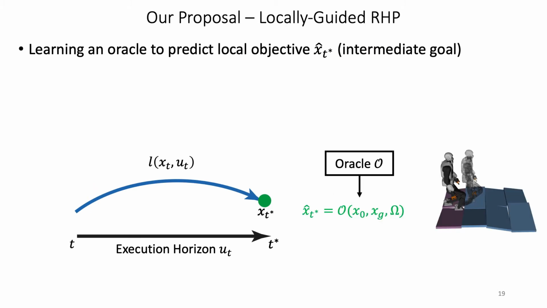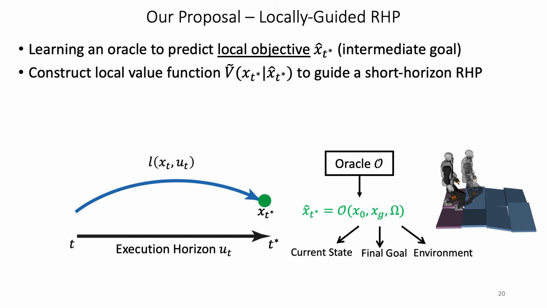In this work, we propose to approximate the value function with a learned oracle that can predict intermediate goal states for completing a given task based on the current robot state, the final goal and the environment. We refer to these intermediate goal states as local objectives. We then construct local value functions based on these local objectives and use them to guide a short horizon RHP. We call this approach locally guided receding horizon planning. Next, we present the details of our approach.